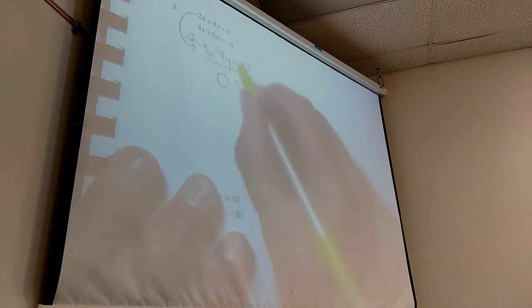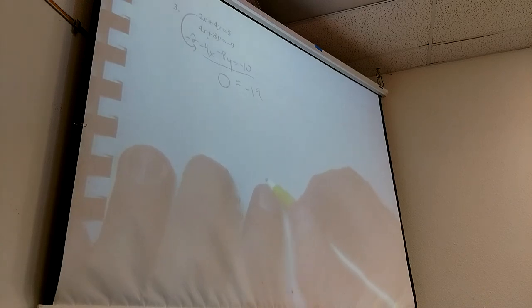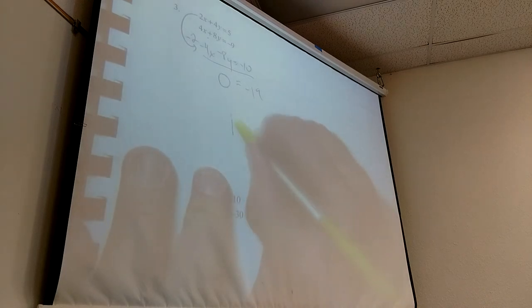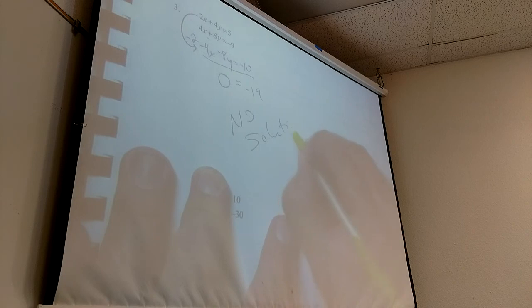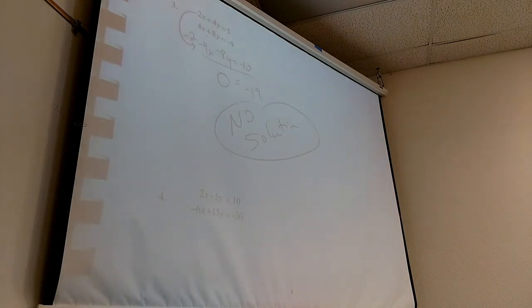0 equals negative 19. Is that true? When is that true? Never. So the answer is no solution. What's true about those two lines? They are parallel. I love it. Not equal. You're right. They never equal each other because they never touch. They're parallel. So that's how you tell algebraically a no solution answer. You get something that's never true. We know that from before.